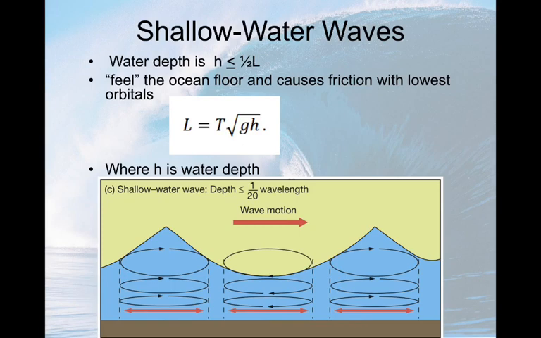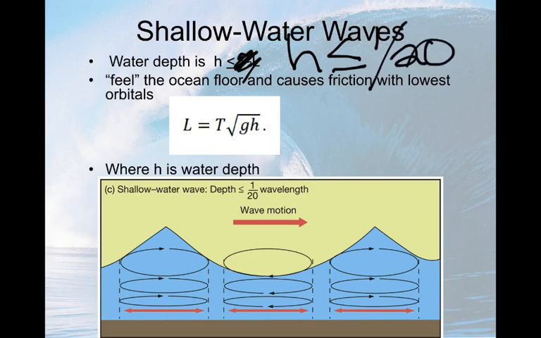Shallow water waves. So unlike, oh, there's a typo here. Uh-oh. All right, let's fix this right now. We're going to scribble that out. In a shallow water wave, wave depth, little h, is going to be less than, and this is vital, 1/20th, not 1/2, 1/20th of wavelength.